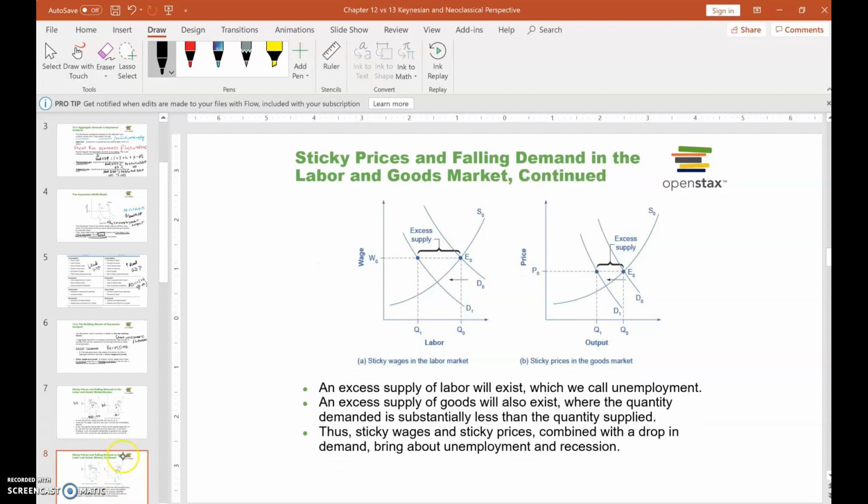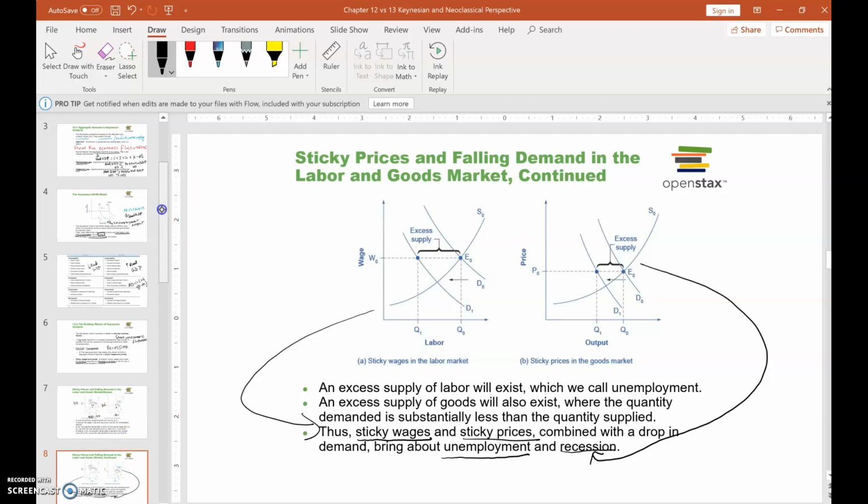Okay, so what's going on here is I have an excess supply of labor here and excess supply of goods here. Just as I was talking to you in the previous slides, we have sticky wages from this graph. This leads to unemployment. Unemployment means excess supply of workers. We have sticky prices here, prices not going down, and this is going to lead to a recession.